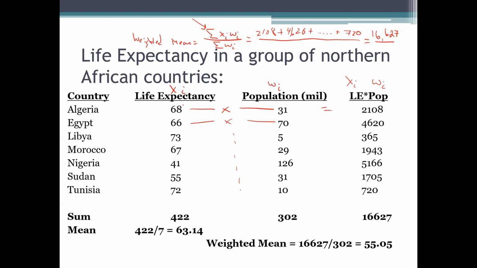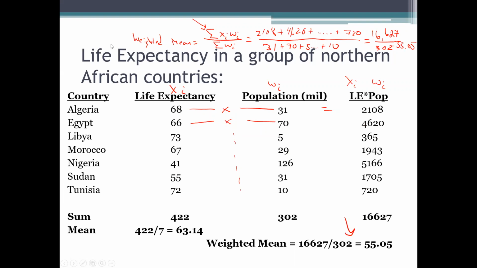All right, now how many countries were there in this example here? Yeah, so what you don't want to do is divide this by 7, okay? Because if you divide this by 7, you'd get over 2,000, which makes no sense for life expectancy. So you divide this by the sum of the weights. So 31 plus 70 plus 5 plus 10 was 302. So when you did this, you end up getting, go back, you end up getting 55.05, as you see down here, okay?